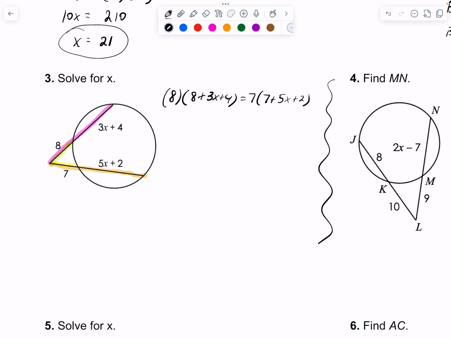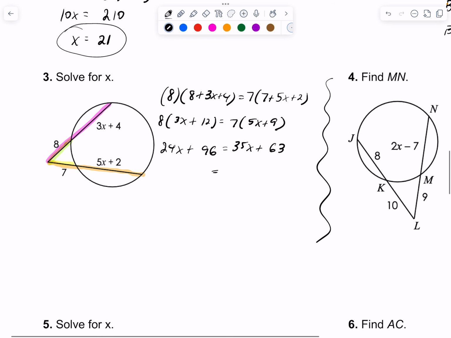Okay, so now I'm going to clean up the stuff in the parentheses. So 8 plus 3x plus 4 is going to be 3x plus 12. This one is going to be 7 times 5x plus 9. I'm going to distribute. You get 24x plus, that is going to be 96, equals 35x plus 63.